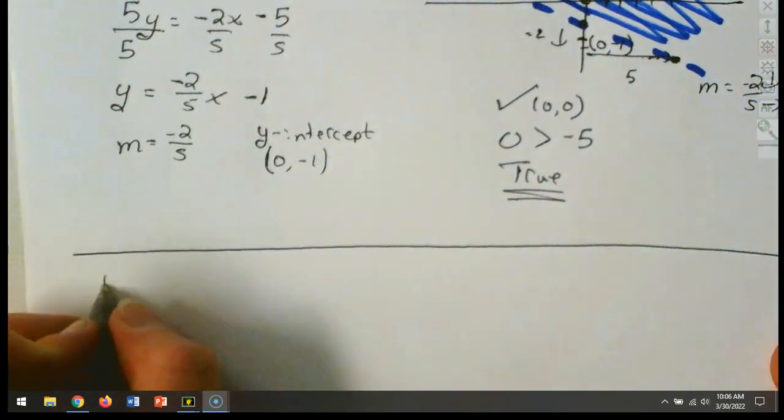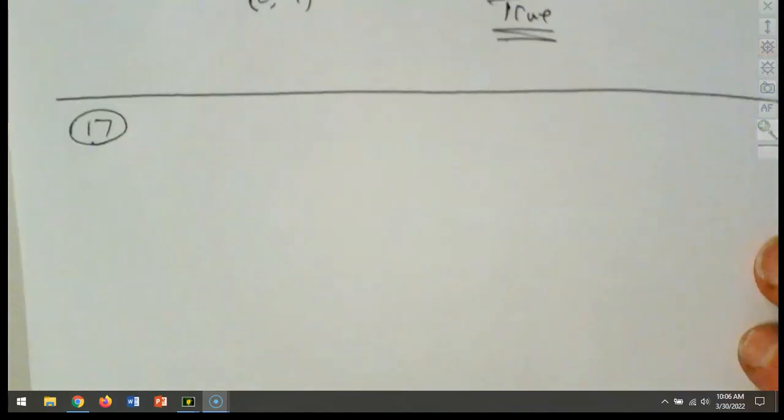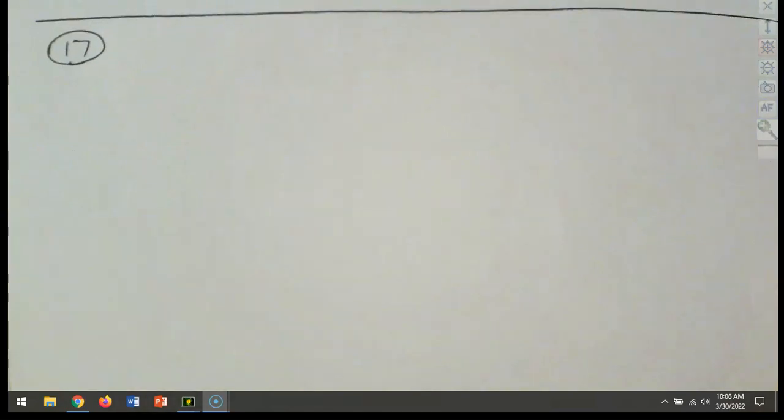17 and 20 are the last two. 17 is another graphing one. We don't have to shade this one, though.